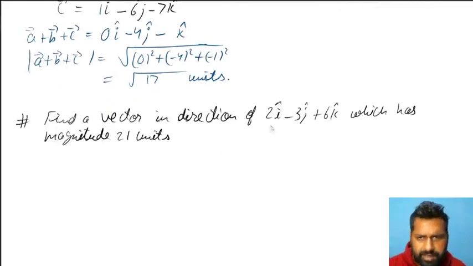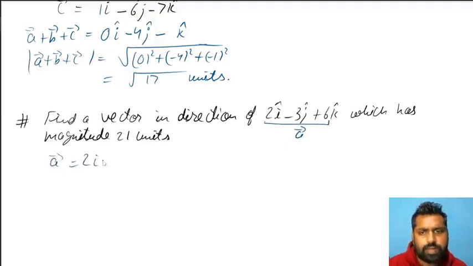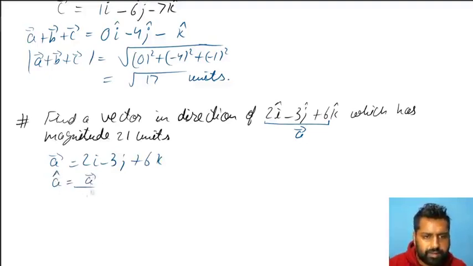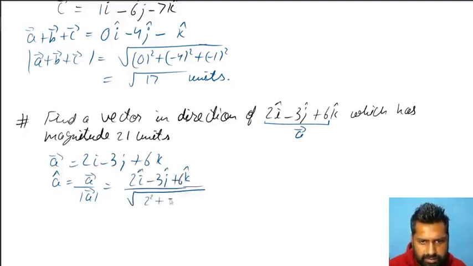So let's find first of all the direction of this vector, because the question says find the vector in the direction. Let's call this A vector for simplicity. So A vector is 2i minus 3j plus 6k. A cap vector is the vector divided by its magnitude. The magnitude will be calculated by the square root of each component: 2 square plus minus 3 square plus 6 square.